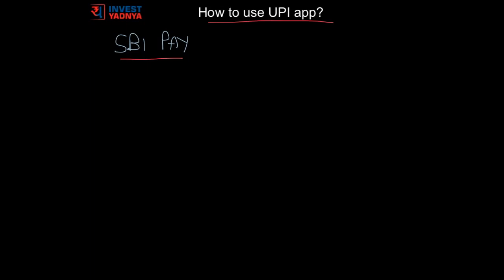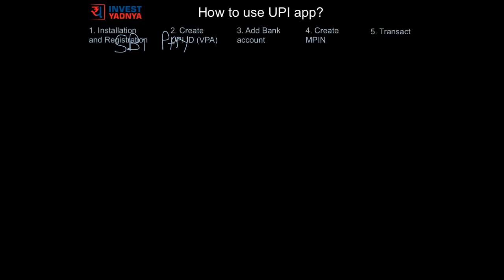And if you want to understand the concept of UPI before, please do watch our video, What is UPI? The process to use a UPI app is very simple. The first is installation and registration of the app. Second, you have to create your UPI ID. Third is adding your bank account in the UPI app. Fourth is creating the MPIN. And the last step is to do the transaction. First, we will understand all these steps using the SBI UPI app.